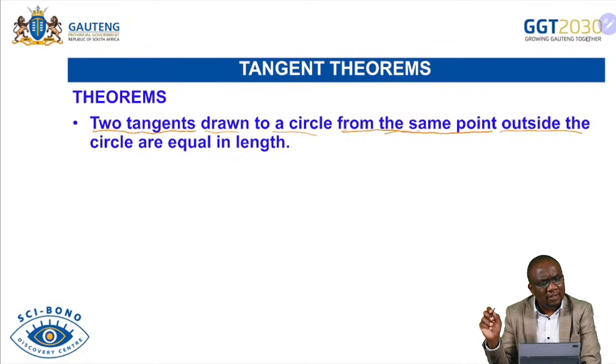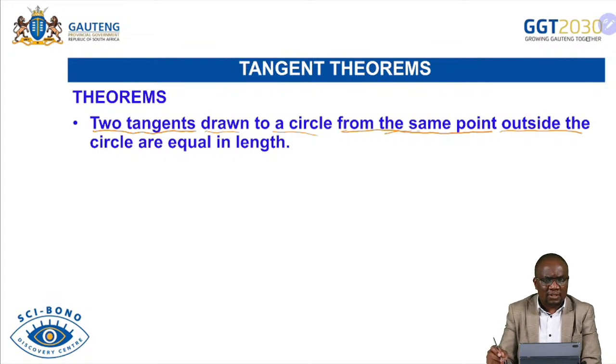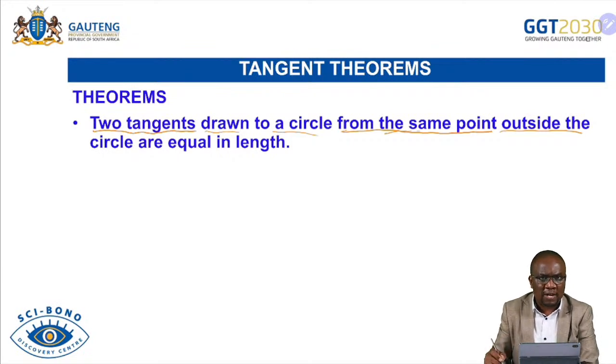These two tangents are equal in length. I want you to draw a diagram for this. This one should be easy. Just two tangents from the same point outside the circle. You draw them. They touch the circle at one point each. Can you try to draw that diagram? One minute, and then after that I'll show you mine. Let's try.